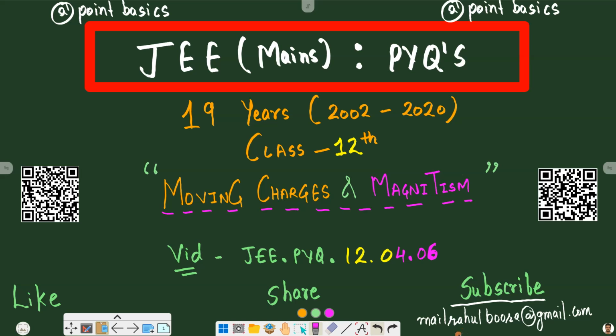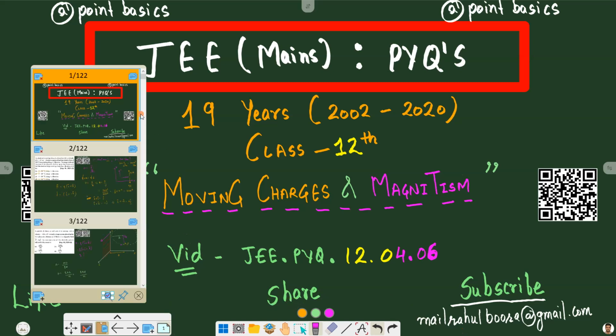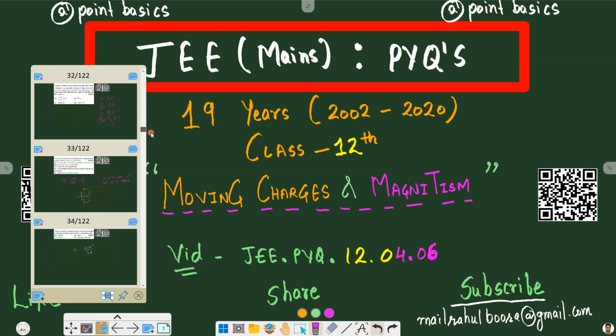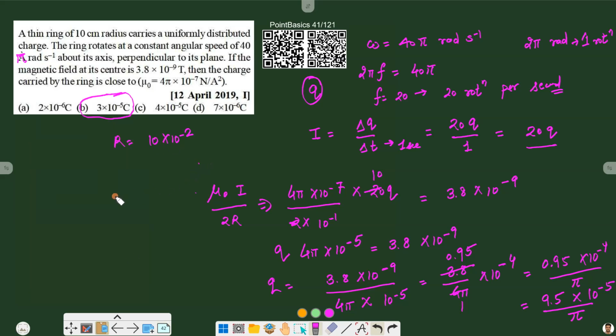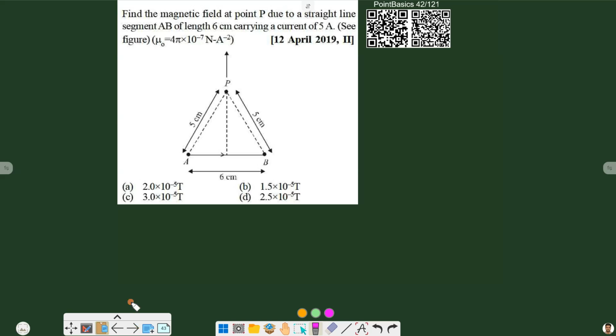With this, let's start today's video. In the previous one, I think we completed up to 40 or something. This was the last question, 41, and today we will start with 42. Find the magnetic field at a point P due to a straight line segment AB. AB is a straight line segment of length 6 centimeter, carrying a current of 5 ampere.